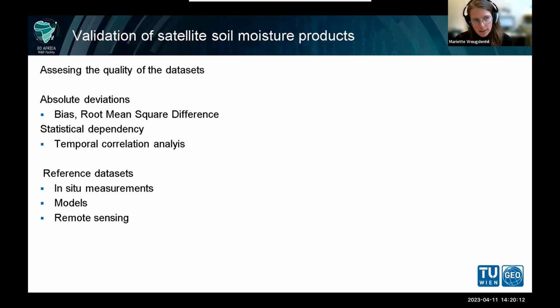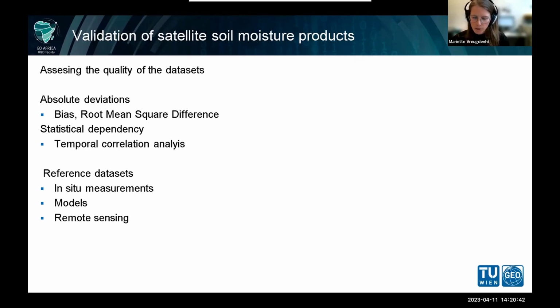And as reference data sets, what can usually be used are either in situ soil moisture measurements, so really having sensors on the ground that measure soil moisture over a long period of time. We can use model data sets as reference data, or we can also use other remote sensing data sets as reference data. Now, it needs to be noted here in terms of validation of satellite soil moisture that the reference data set is not necessarily the true soil moisture.